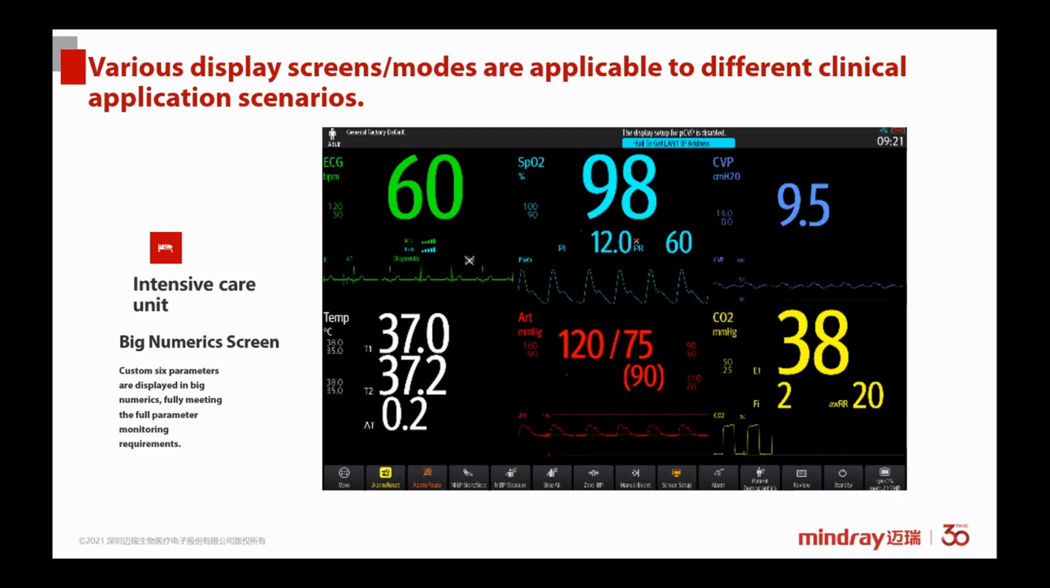Besides the function of sweeping with 2 fingers to quickly switch to the big number screen, the N-series monitor also supports the setting of 6 parameters, covering all the basic 6 parameters like ECG, SpO2, NIBP, temperature, etc., and also some advanced parameters like the IBP and CO2 you can display on the same screen.